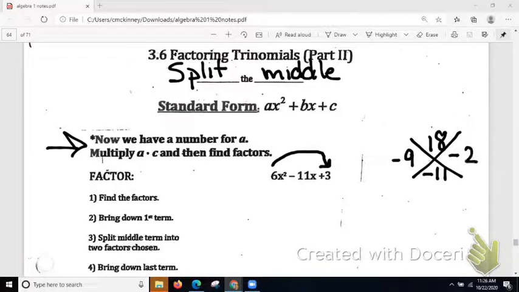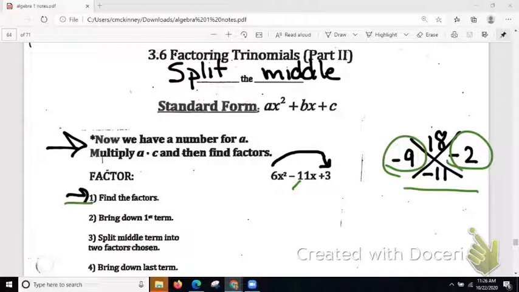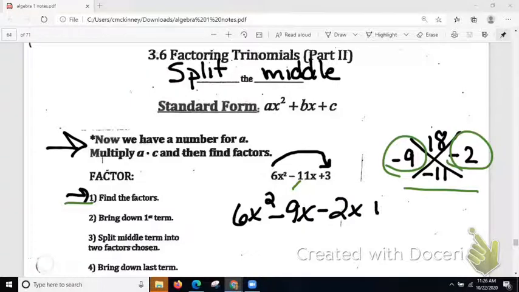9 and 2. Now the difference here is I can't go straight to my parentheses. This is just step 1, find the factors. What I just did over here, I found my two numbers, and you don't have to make that little X. Then to carry on with split the middle, that tells me how I'm going to split the middle. So that negative 11x is going to get split up as negative 9x, negative 2x. And if you wrote negative 2x first, it still works.